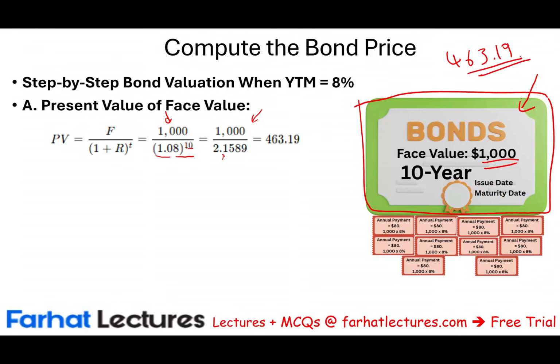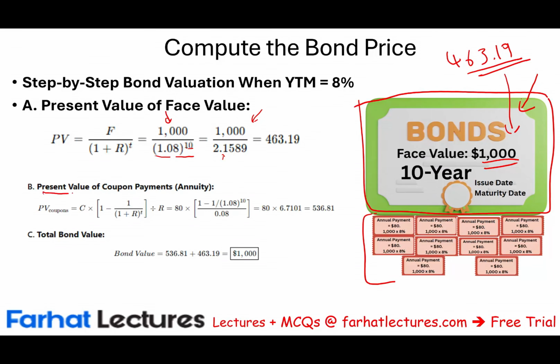$463.19. And this $463.19, if you let it grow at 8%, you will get your value in 10 years at $1,000. So what we did now is we valued the lump sum payment by itself. Is this the only thing you are buying? No, you're also buying the coupon payments, because the bond comes with the payment.